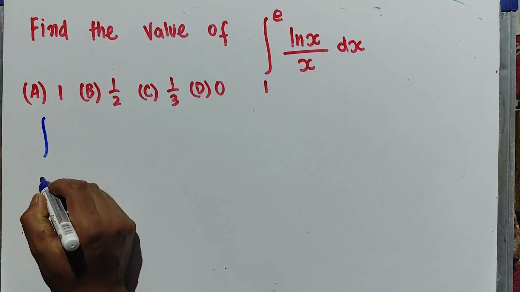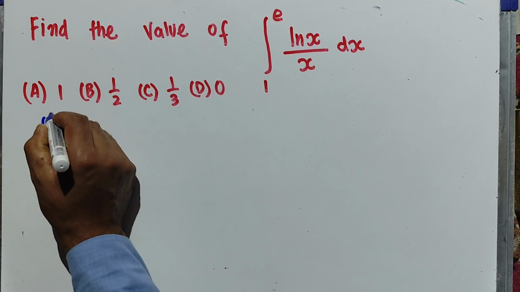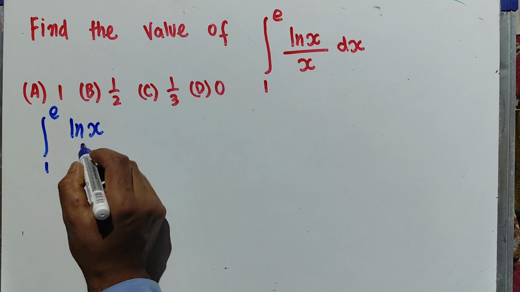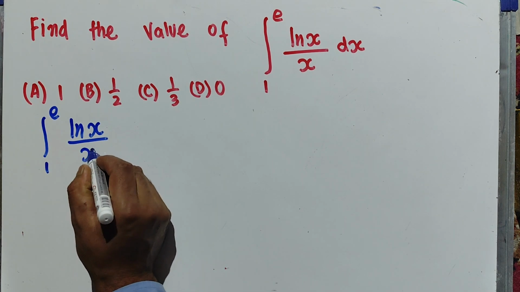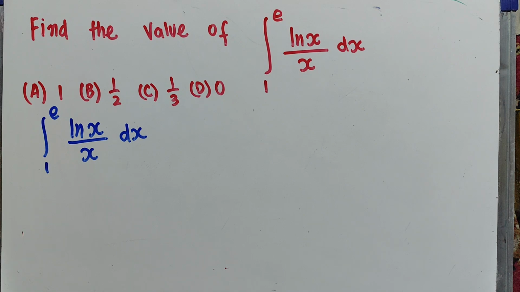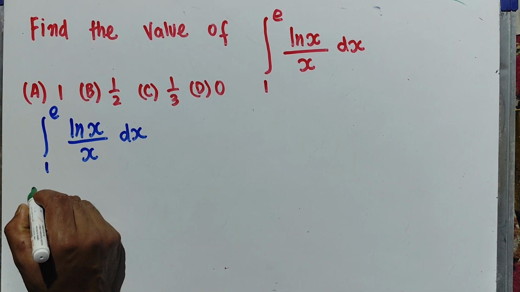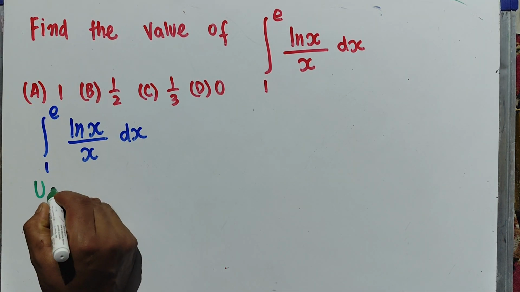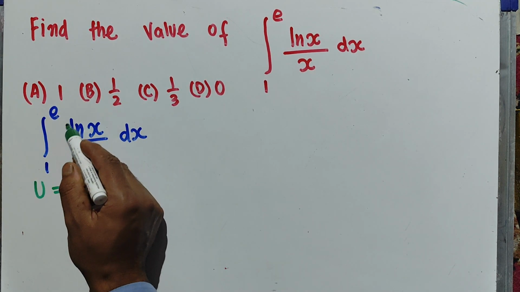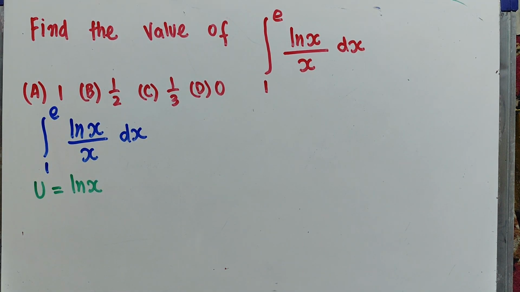That is, we have the definite integral from 1 to e of ln x, that is natural log of x, upon x dx. Okay, so what we do here, we use the substitution method. Let us suppose that u is equal to natural log of x. We assume that this ln of x is equal to u.